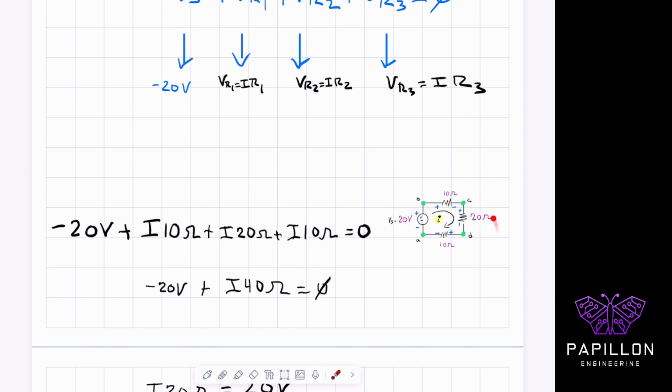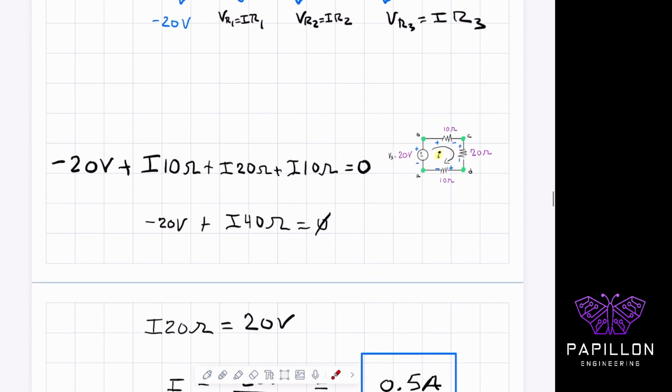And here's a small blow up of the problem. So again, minus 20 is going here. And I have the current the same for every resistor in the series circuit. So it's that value of I times the first resistor that I see, which is the 10. And the same current times 20. And the same current times 10. All of it nets to 0 is what KVL's equation states.